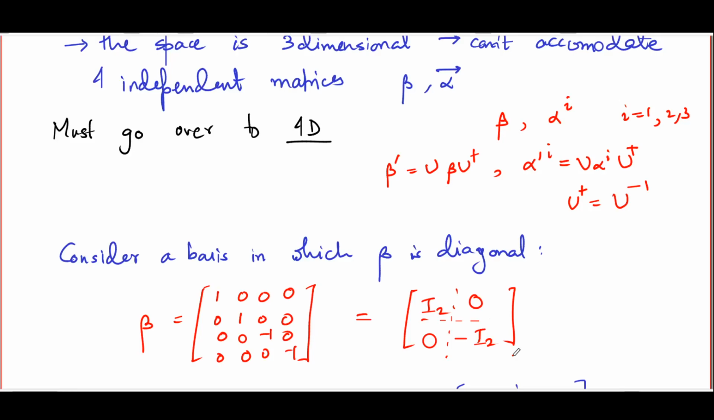And for convenience in what is going to come, I'm going to write beta in this block form where we break up the 4 by 4 matrix into 2 by 2 blocks with identity and minus identity sitting in the diagonal positions. These are of course 2 by 2 identities and 2 by 2 null matrices sitting in the off diagonal positions. Let me stress once again that beta does not have to be this way, but we can always find a basis in which beta looks like this.